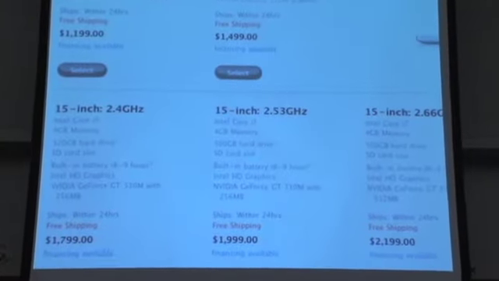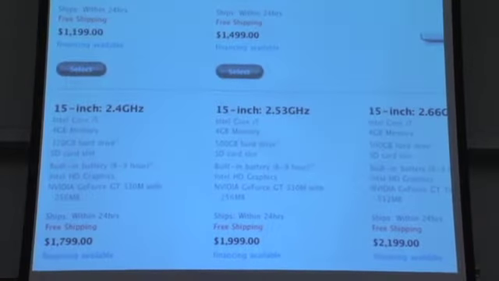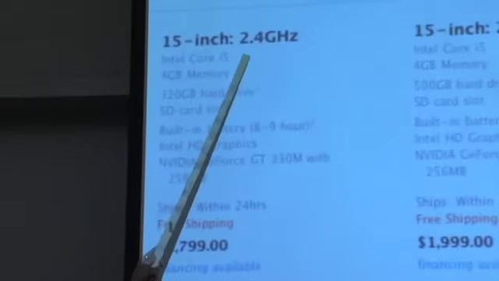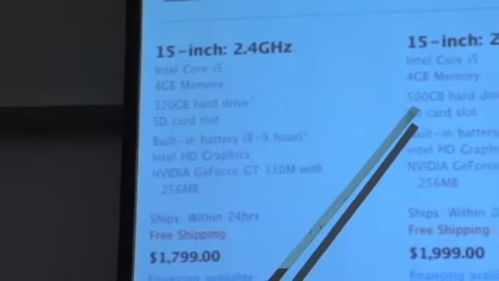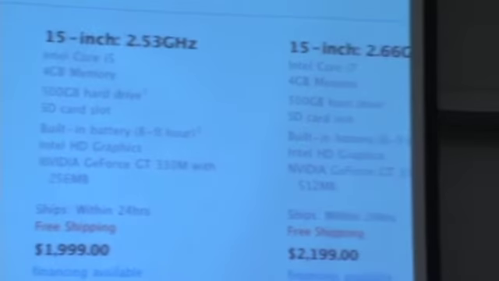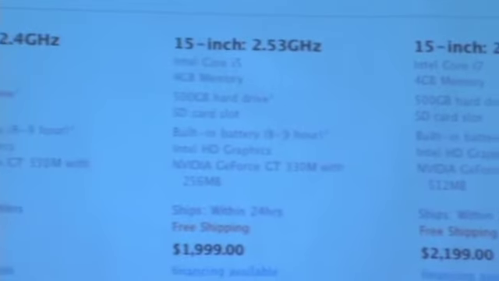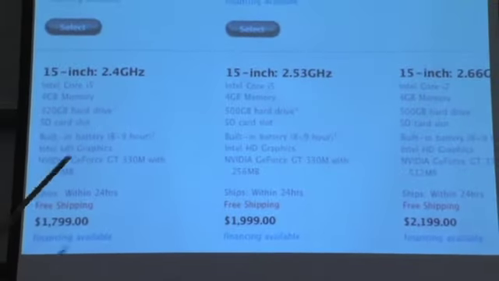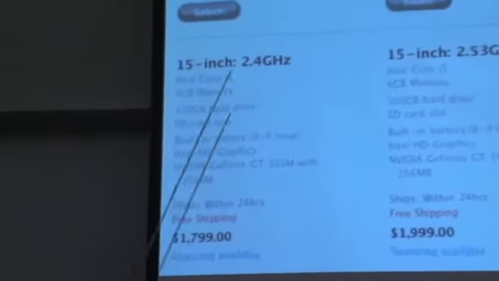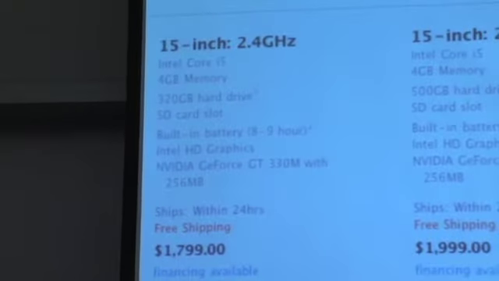So on the left-hand side, time to get overwhelmed. We have, for this model, a 2.4 gigahertz CPU. Looks like it goes up to 2.53, 2.66, right? It doesn't feel like big jumps unless you start comparing the extremes. This one has what's called Intel Core i5. What the heck is an i5?